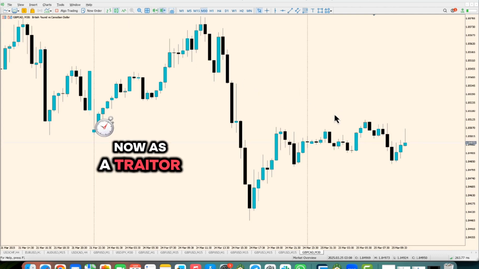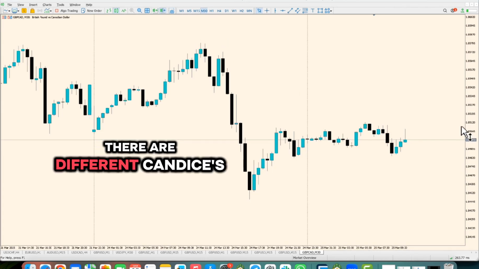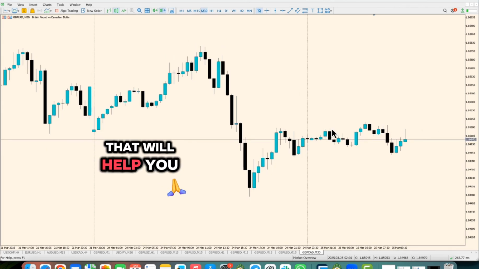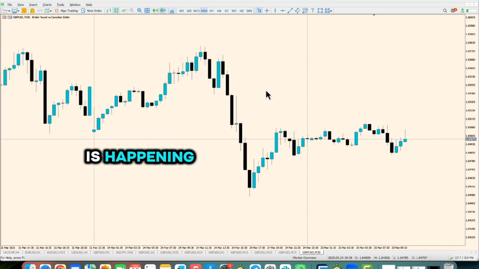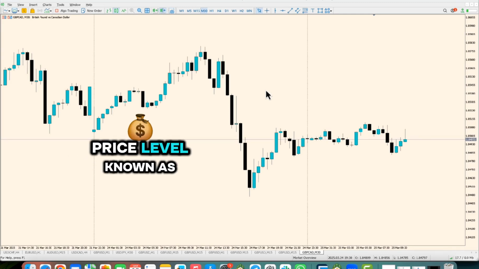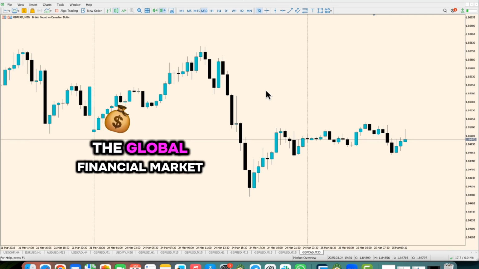Now, as a trader, it's important you understand more about candlestick formation patterns. There are different candlestick formation patterns that will help you understand what to do at certain points in time. The candlestick formation is not what really matters. It's where the formation is happening. There are candlestick formations that will happen at a particular price level known as an area of value, and that is where you can use them optimally to make money in the global financial market.